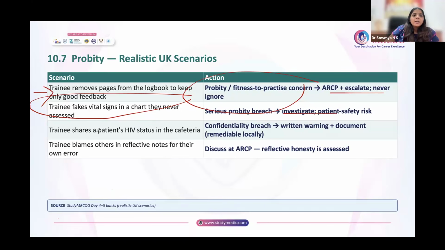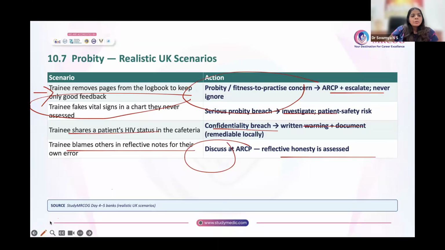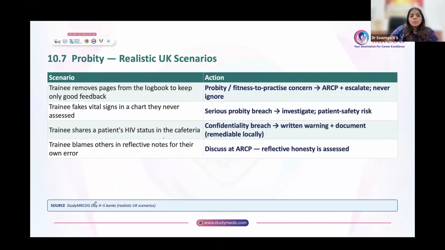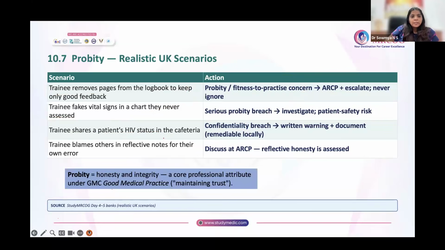So serious thing, investigate, patient safety risk, probably they would be removed as well from the duty or probably understand the concerns and behave. Trainee shares a patient's HIV status in a cafeteria, very common. Okay, very common scenario which you would be asked. There is a confidentiality breach, written warning and document. This you can talk to the person. Trainee blames others in reflective notes for their own error. Discuss at ARCP. Reflective honesty is assessed. Because you can't blame people, right? I was all good, but the other person did. So that is not correct. These are probity or the honesty part of UK scenarios.